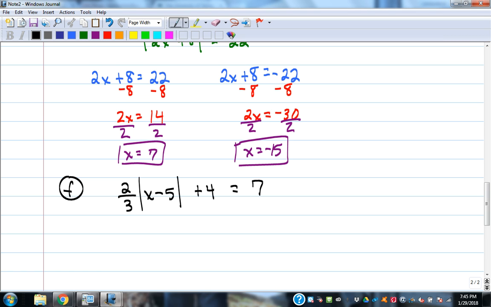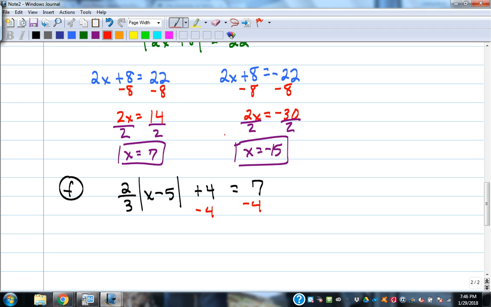Okay. Is the absolute value by itself? Absolutely not. That's a bunch of junk on that one. Let's get rid of it. What do I do first? Subtract 4. We do need to move the 4 before we move the 2/3 because it's not directly attached to the absolute value. So we're going to move that 4 first.